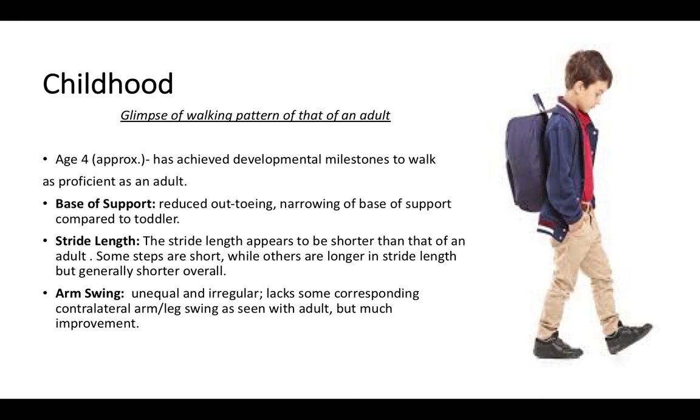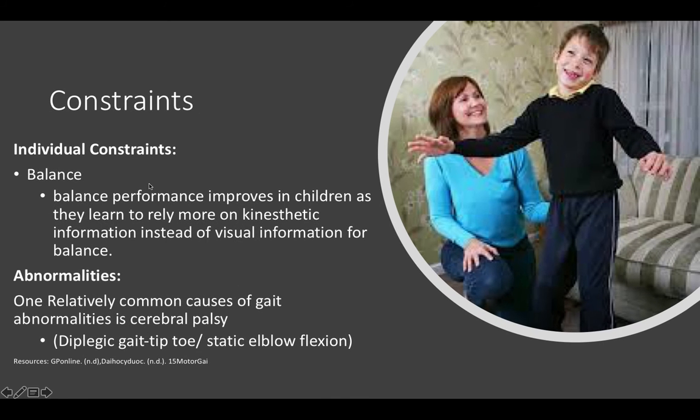Although depending on the age, there could be steps that are shorter while others are longer. It's kind of sporadic. And then arm swing, we see an unequal, sometimes irregular arm swinging. Not as coordinated as you see with the adults with the contralateral arm-leg swing, but it is improving. And some constraints that we see, we usually see with the individual constraints, such as balance. Balance performance improves in children as they learn to rely more on kinesthetic information instead of visual information for balance.